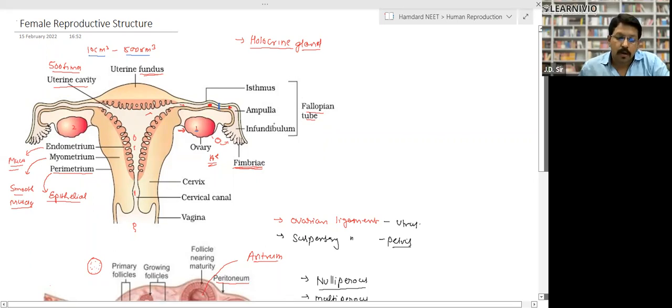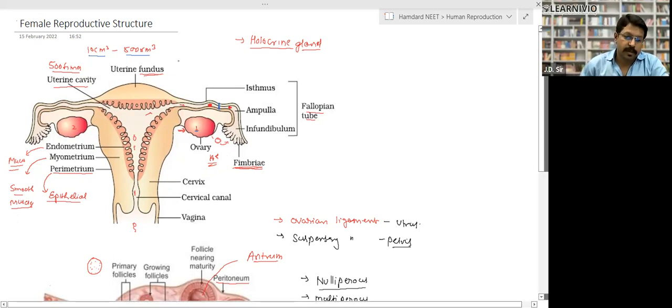So this is the isthmus. This part is called the ampulla, and this part is called the infundibulum, right? And the outermost structure, this finger-like structure, they are basically called fimbriae, right? And they keep on moving this way, right?